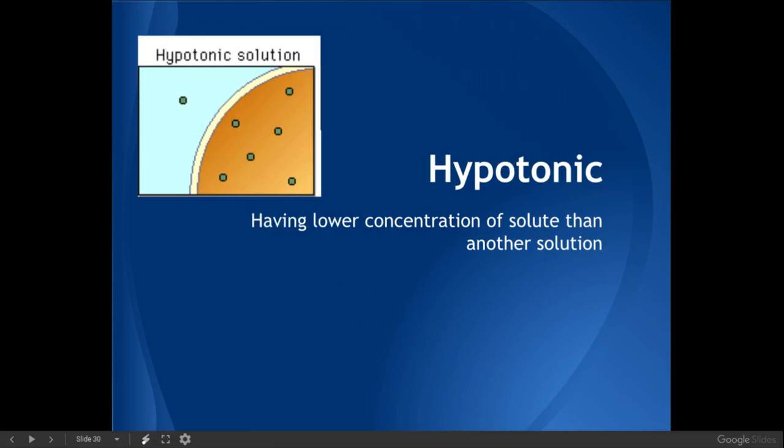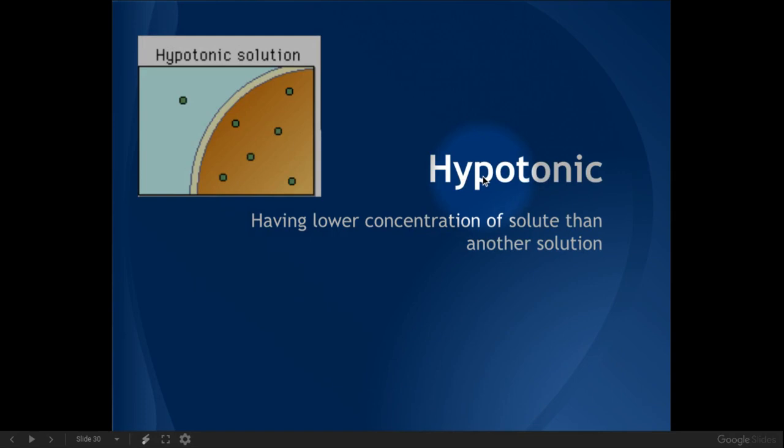Moving on to hypotonic. Hypo means less. So we have less solutes. This would mean having a lower concentration of solutes than another solution or the cell. So when we look at our picture, hypotonic solution, here's our solution, and here's our cell. Well, I can see there's one solute outside the cell in the solution, so therefore there are less solutes in the solution than there are in the cell. So it's a hypotonic solution because there's only one that I can see, and so it's less than the many that are in the cell. That would be a hypotonic solution.